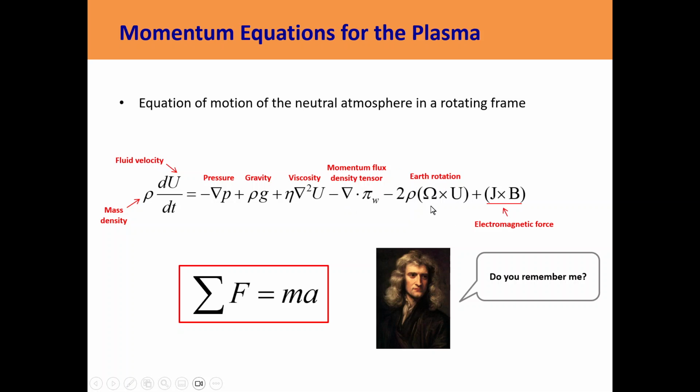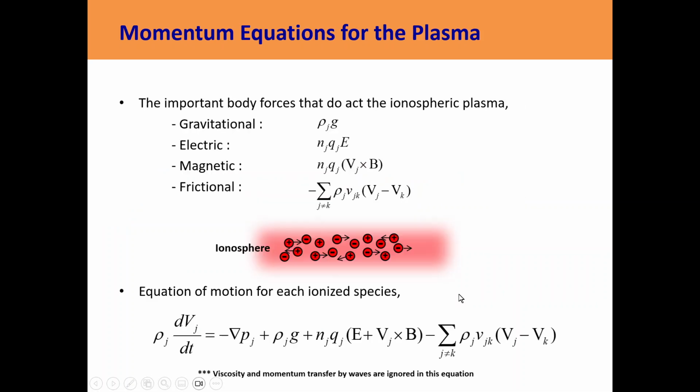Then this term, which they call flux density, is Earth rotation. So there are different forces that act on neutral ions. The Earth rotation is one of them, and this one is the electromagnetic force, which is the current density cross the magnetic field.